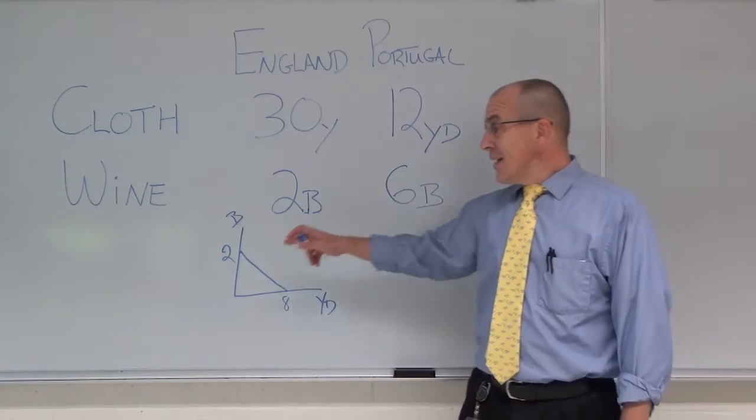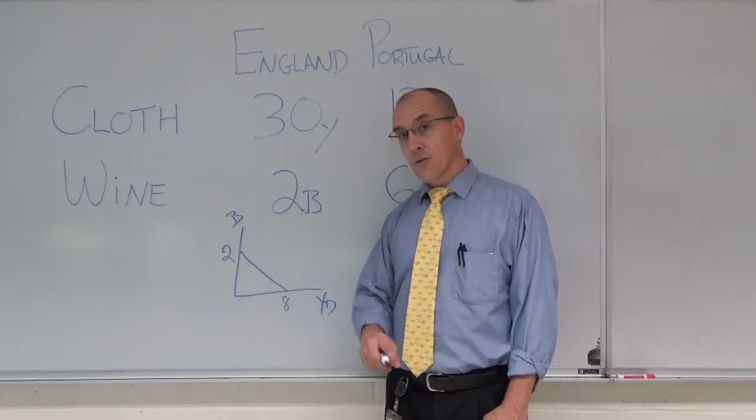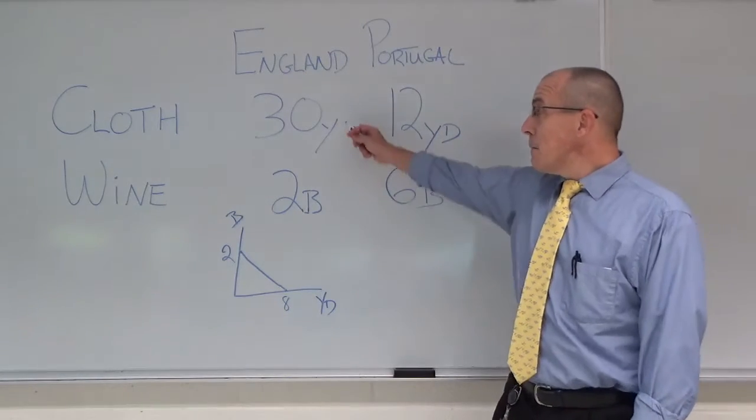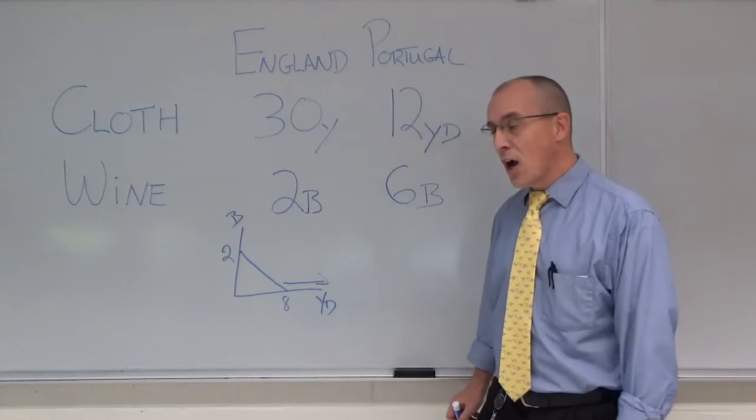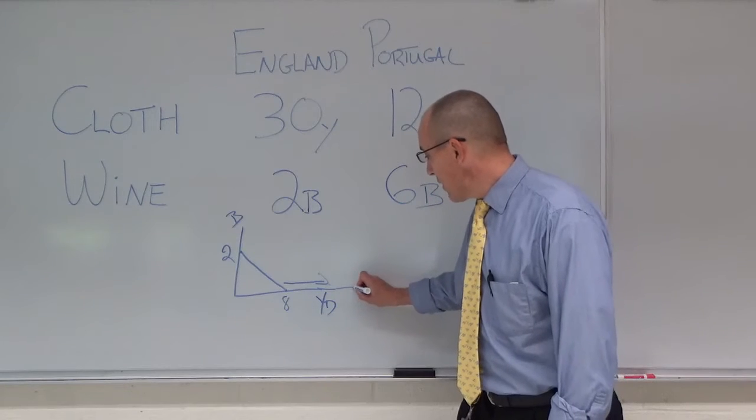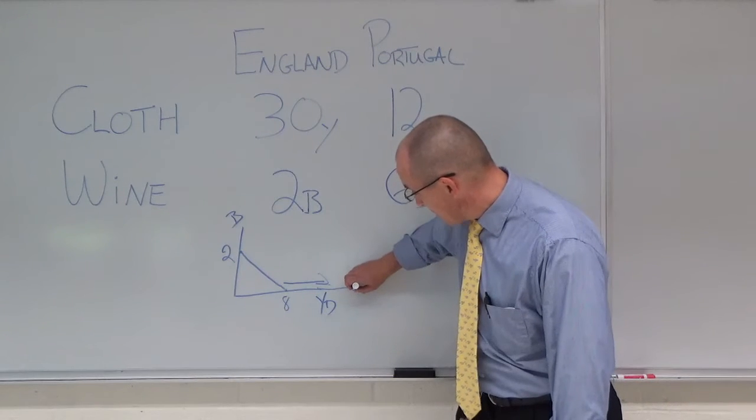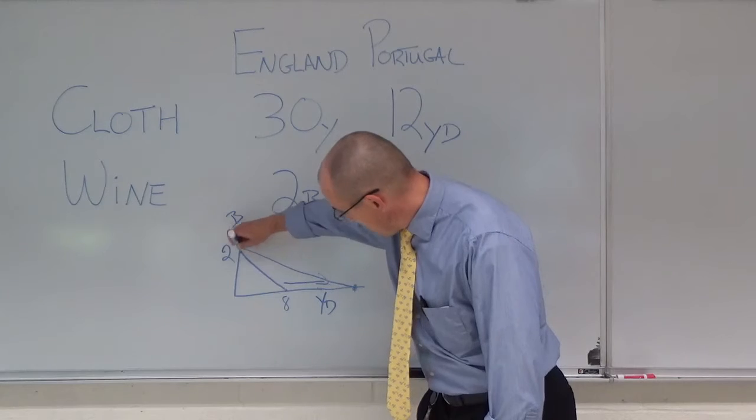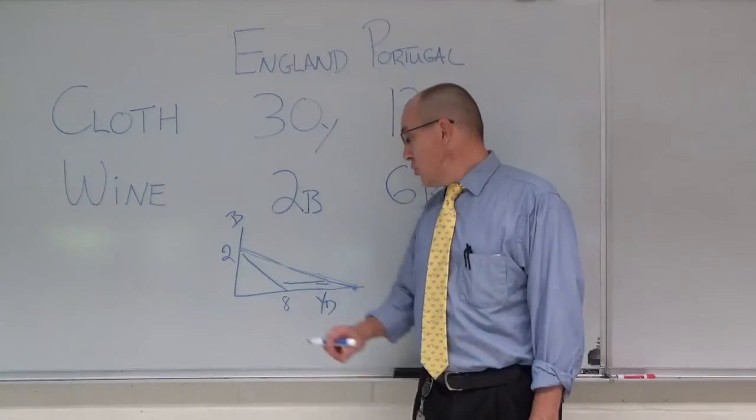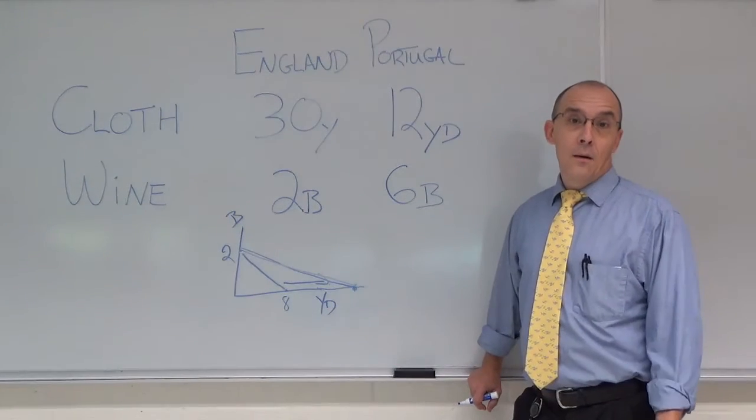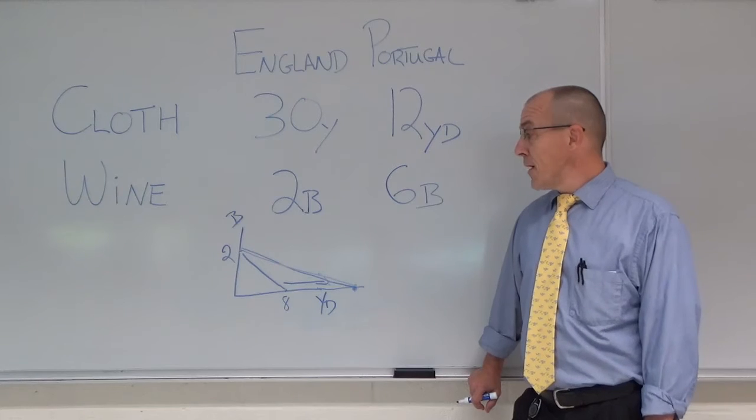Now what's happened is, England has not changed at all in wine production. So they are anchored here at 2 barrels of wine. However, they've become much, much better at cloth production. In essence, this side of their production possibilities curve has shot way out to some new point, probably somewhere out here, pretty far out. And as a result, their new production possibilities curve has expanded way out. They can only still max out here at 2, but they can make a lot more cloth. They could actually have more combinations of cloth and wine based on their own production.